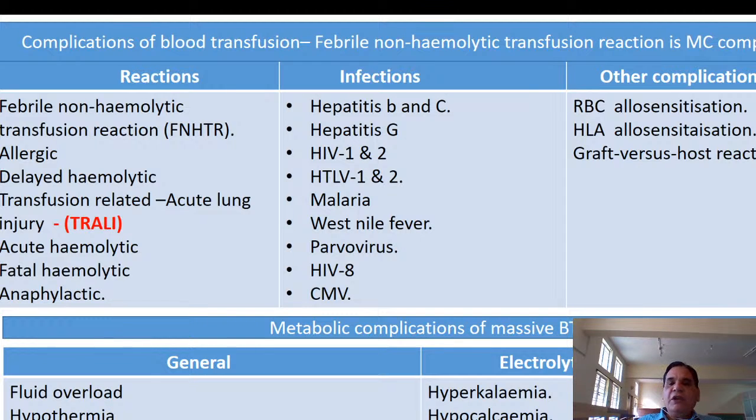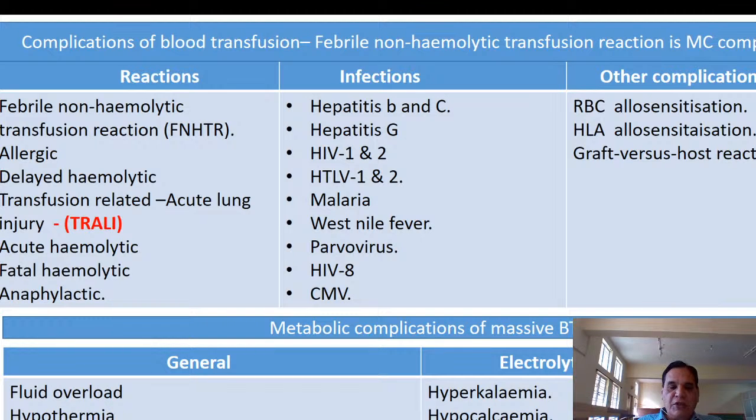Okay. What are the infections? These are the complications: infections of all kinds, hepatitis, HIV, malaria. In Western countries, West Nile fever, parvovirus, HHV-8 and cytomegalovirus, that is CMV. Other complications are allosensitization to RBCs and HLA allosensitization. This is important. And most important is graft versus host reaction, where the body considers that blood a foreign body. So it is a graft versus host reaction. This is severe.